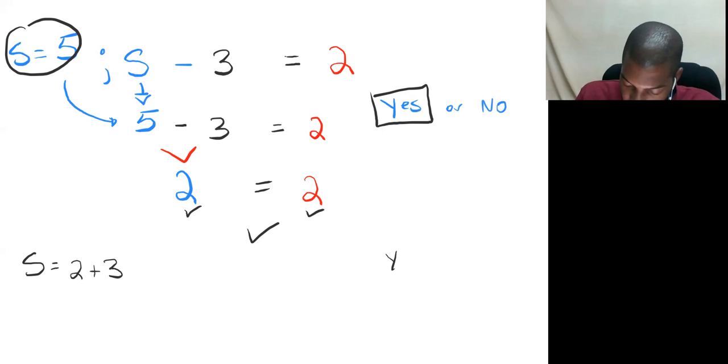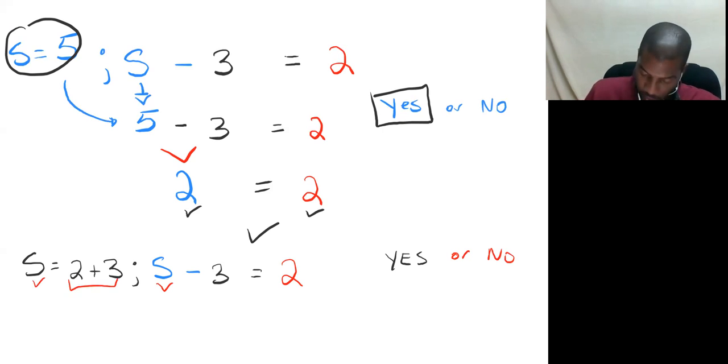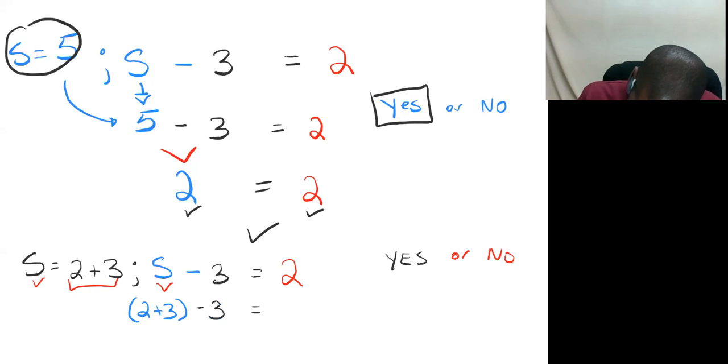Could s be 2 plus 3 for the equation s minus 3 equals 2? Yes or no? Well, all I need to do is replace s with what they said s is, and s is 2 plus 3. So I write 2 plus 3. I put that in parentheses to know that I'm just dealing with that right now. And then I rewrite the whole equation, minus 3 equals 2.